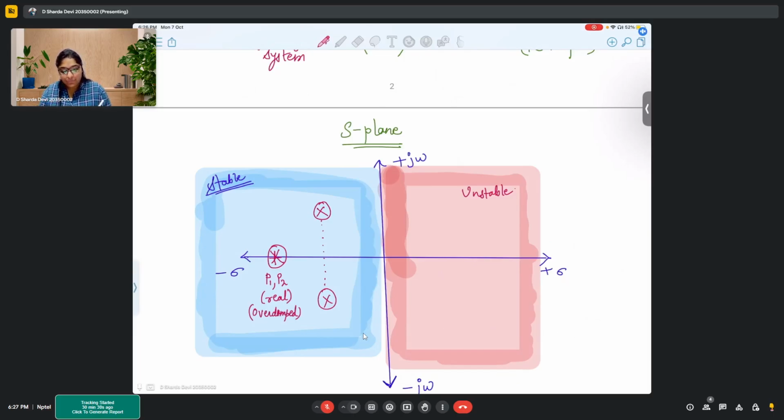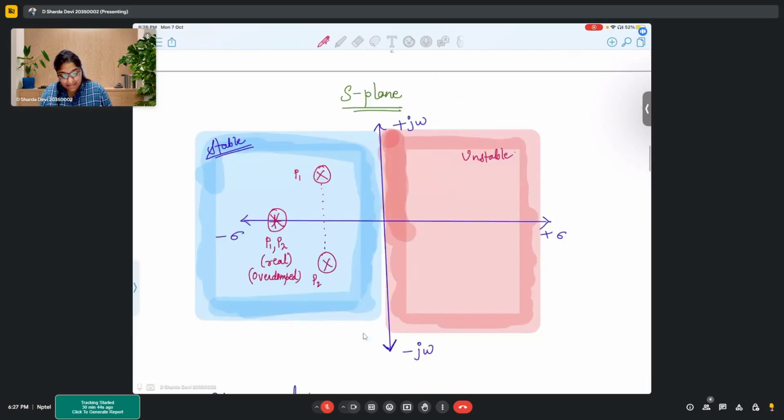Now, when you have two poles, P1 and P2 like this, you can see that these particular poles will have both the real as well as the imaginary parts. So these are again stable systems, but here this is for a damped system. So your system is damped over here.